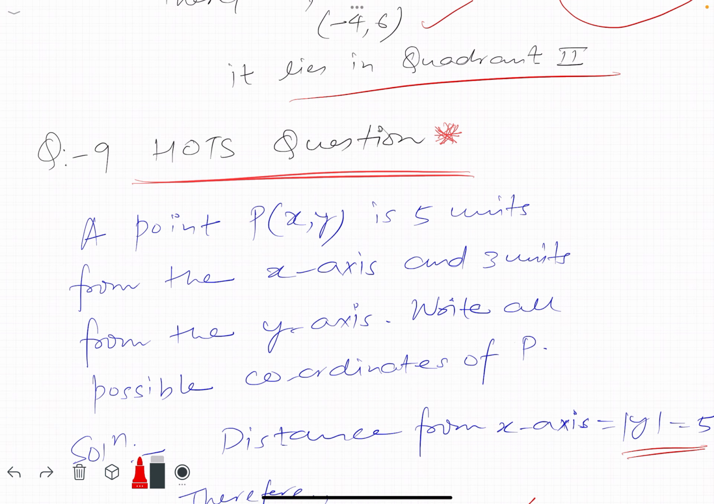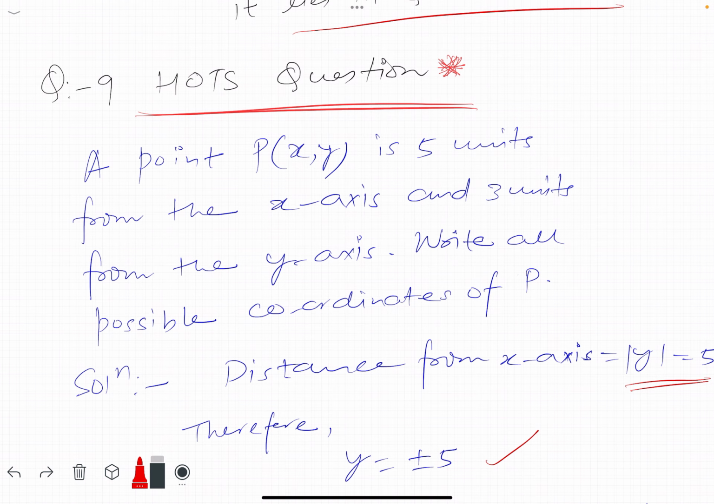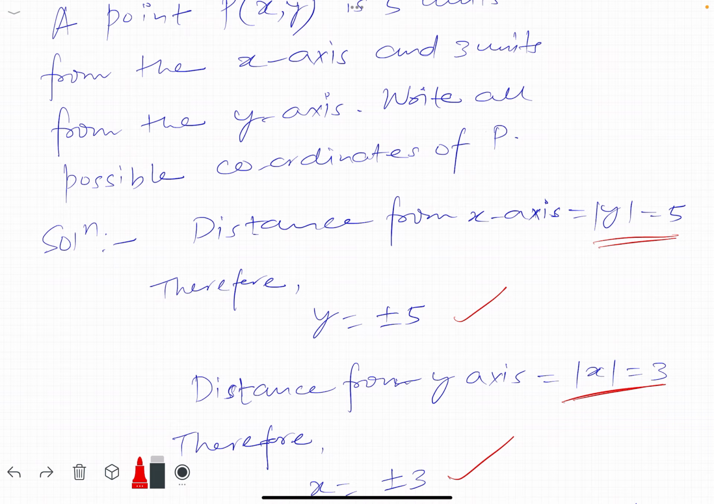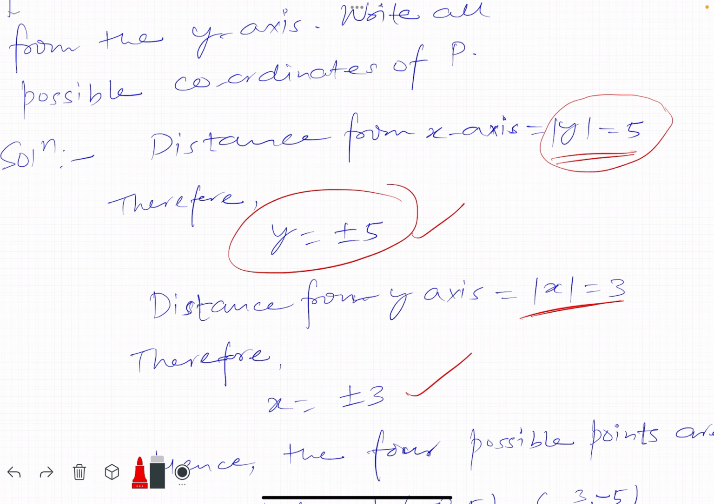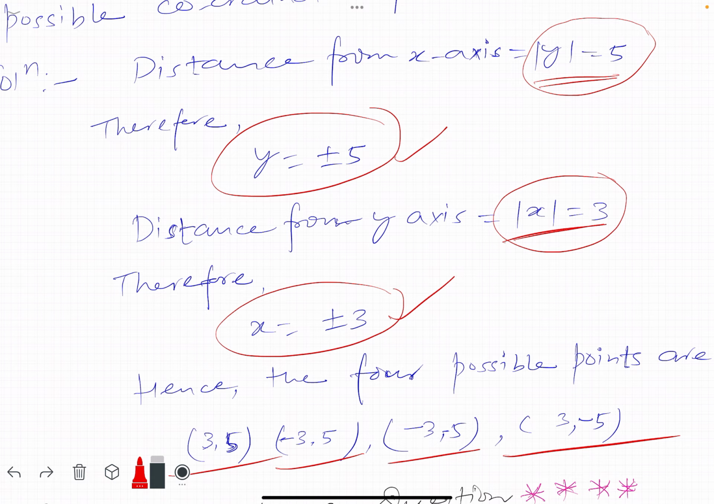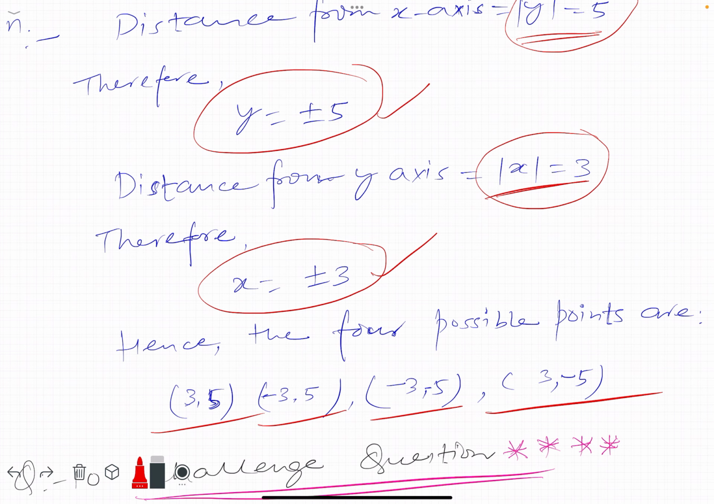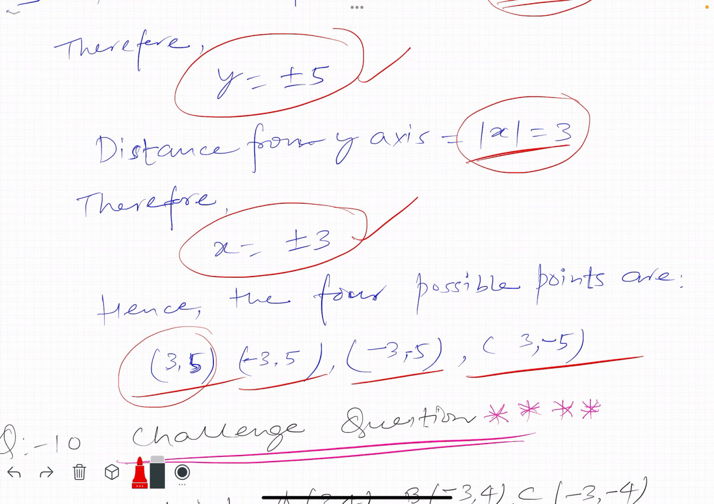Question number 9 is a HOTS question. If point P(x, y) is 5 units from the x-axis and 3 units from the y-axis, write all possible coordinates of P. Distance from x-axis, modulus y is equal to 5, therefore y is equal to plus minus 5. Distance from y-axis, modulus x is equal to 3, therefore x is equal to plus minus 3. Hence, the 4 possible points are (3, 5), (-3, 5), (-3, -5), (3, -5).